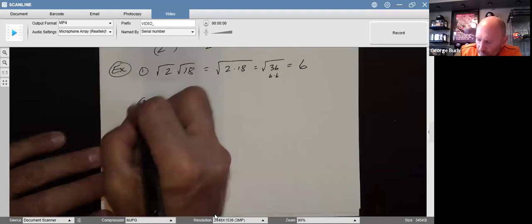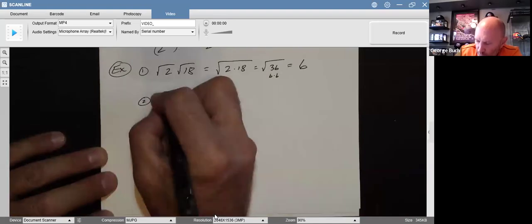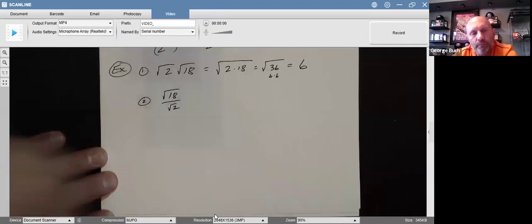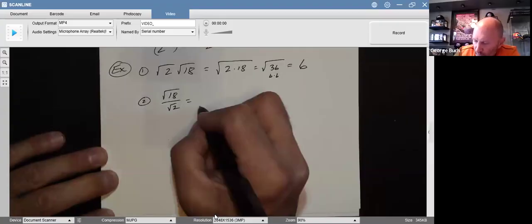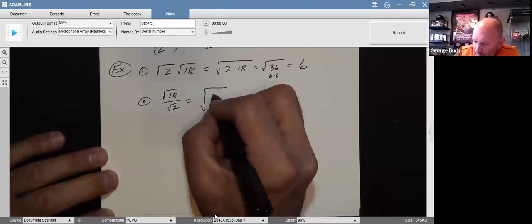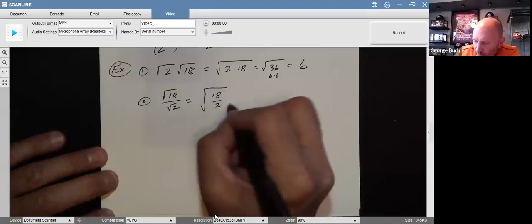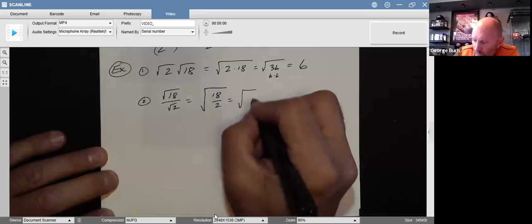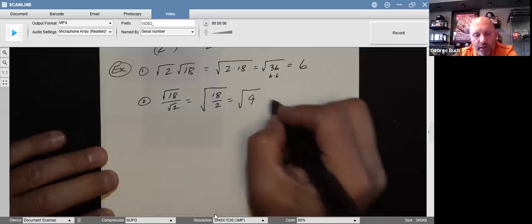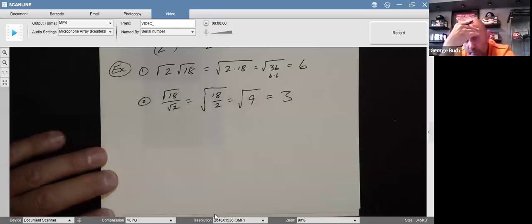Division. If I have the square root of 18 over the square root of 2. Well, again, the square root of 18, not very nice. The square root of 2, not very nice. But because of my rules, properties, I can combine these. 18 over 2. And 18 over 2 is 9. So the square root of 9 is 3. So the answer to this one would be 3.